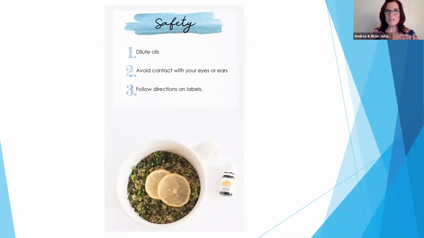Remember I said we were going to talk about safety. So always good, particularly when you are first starting out using essential oils, that you dilute them using that carrier oil. Avoid contact with your eyes and your ears. Oils are not meant to go inside ears or in eyes, okay? You can use the outer part of your ear as a place for topical application, but you don't ever want to put the oils in your ears.